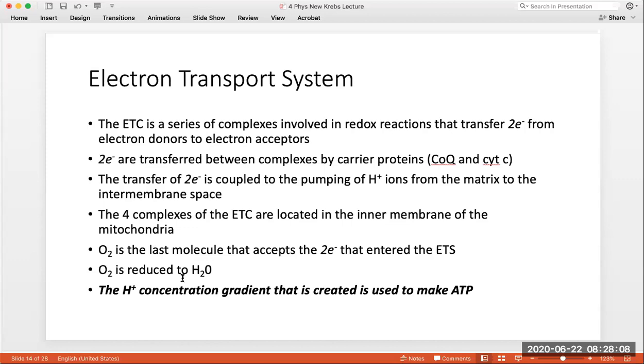What is driving this entire process to pull the electrons through these different components of the electron system, and what's driving the pumps, is the electronegativity of oxygen. That proton pump, those pumps that create this hydrogen ion concentration gradient, that concentration gradient is used to make ATP. And again, this entire process is driven by the oxidative power of oxygen. It's very electronegative. It has a very strong pull on those electrons.